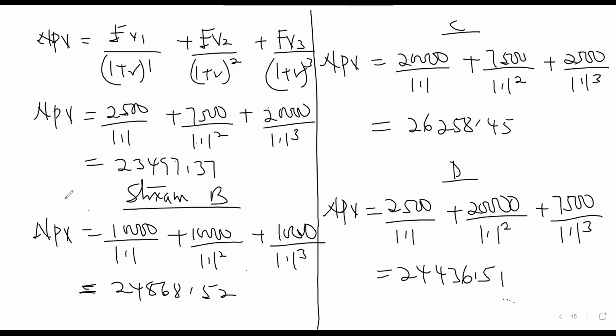So based on this one, which of the streams should they choose? C. They should choose the C. Okay, C has a higher NPV. Okay, that is it. That's all.